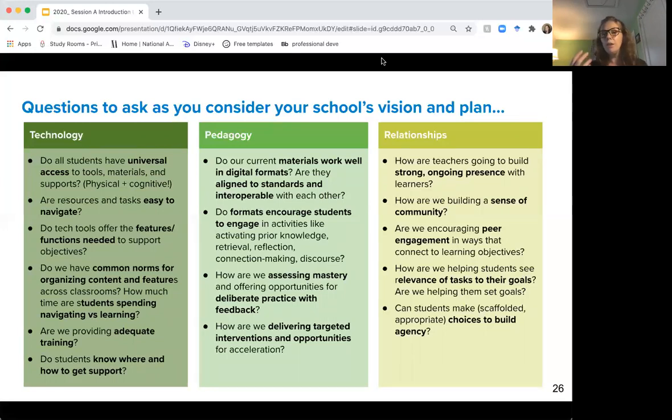Finally, relationships. So how are teachers going to build strong ongoing presence with their learners? Are we building a sense of community? Are we encouraging peer engagement in ways that connect to learning objectives? So not just around the edges of instruction, but within instruction itself. How are we helping students see the relevance of tasks based on their goals? How are we helping them connect to the tasks of learning? And can students ideally make scaffolded but appropriate choices to build their agency and reinforce all those self-directed learning skills?